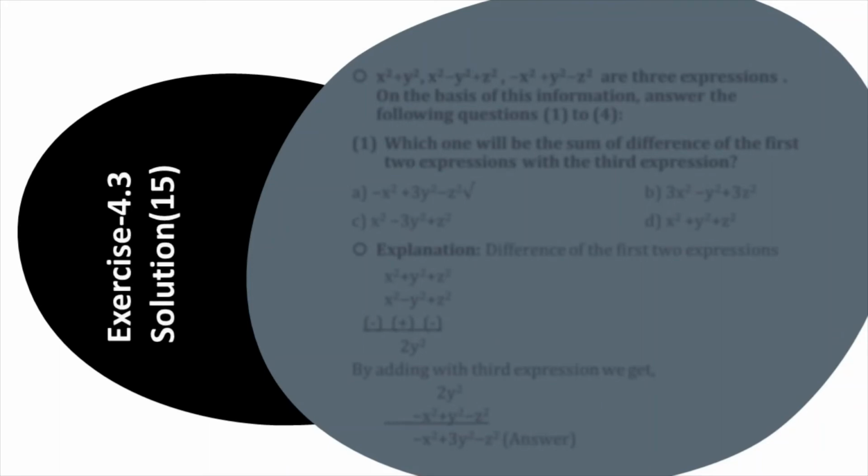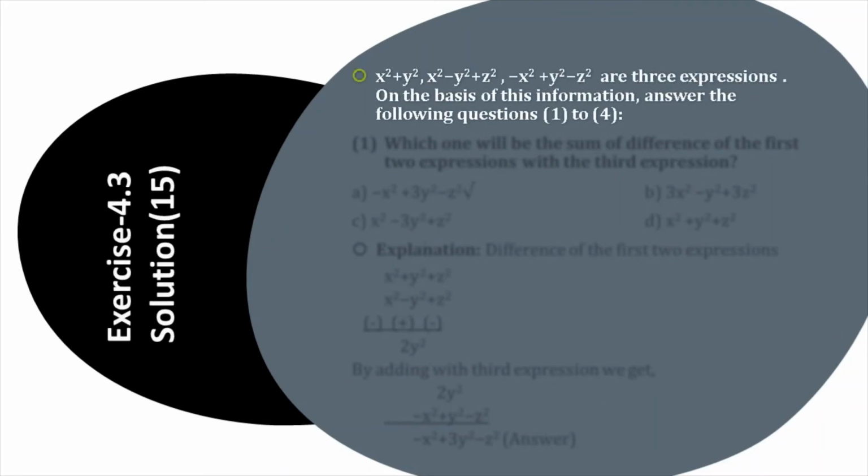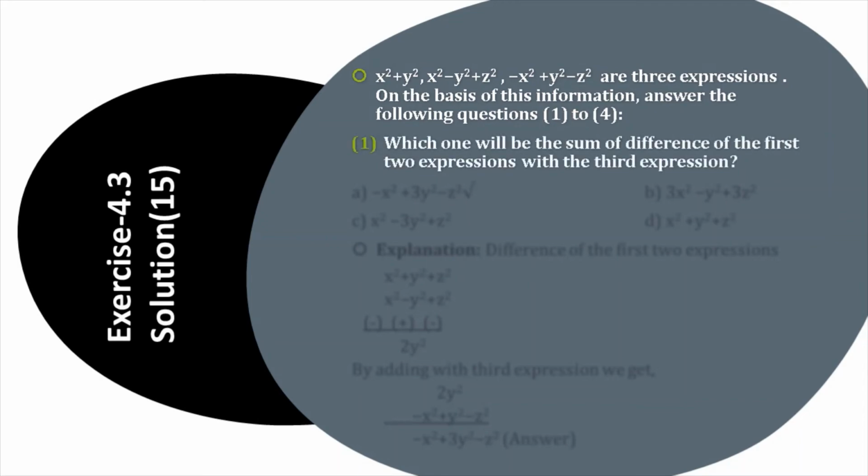Now solution number 15. As you can see, x² plus y² plus z², x² minus y² plus z², and minus x² plus y² minus z² are three algebraic expressions. On the basis of this information, answer the following questions 1 to 4. Number 1, which one will be the sum of the difference of the first two expressions with the third expression?